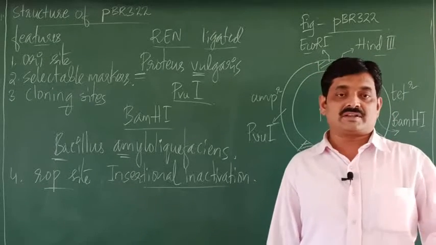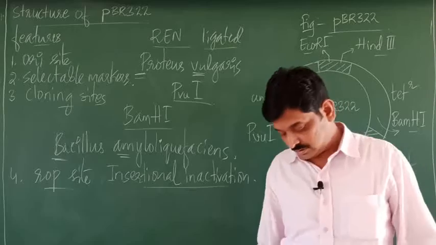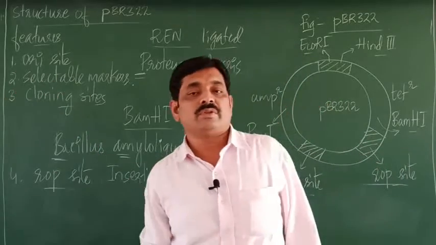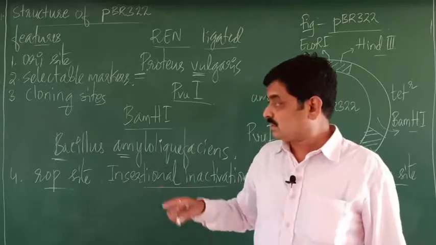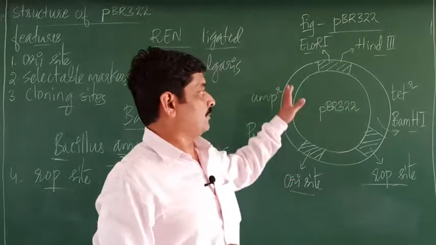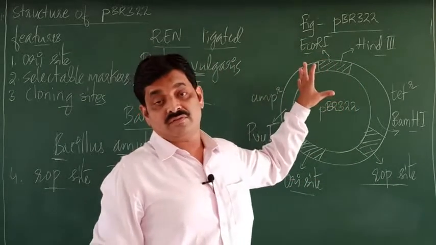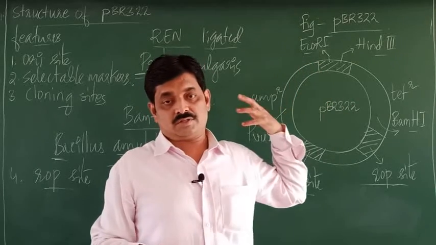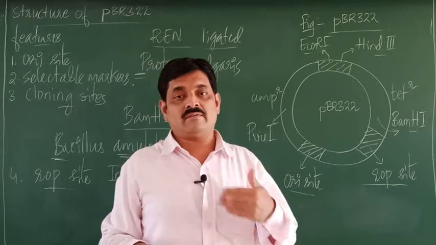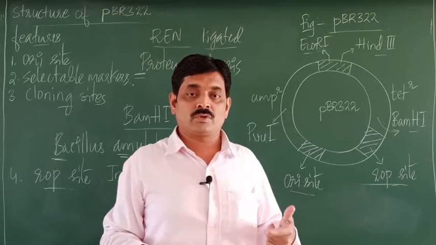Fine. So that is about the structure of the plasmid called pBR322. You may expect a 5-mark question: explain the structure of pBR322, or you may expect a diagram: draw a labelled diagram of pBR322. With this, I will stop here and I will continue in the next video. Thank you.